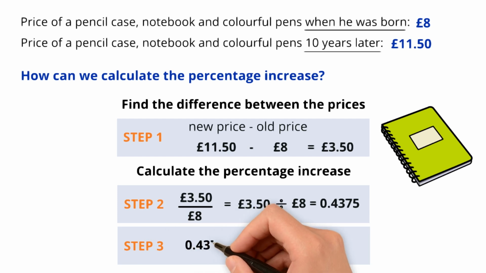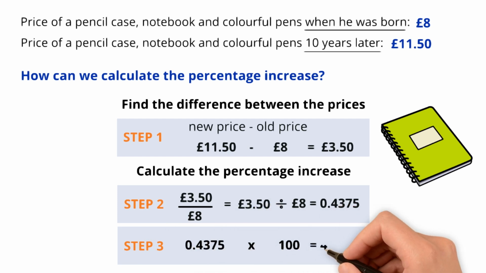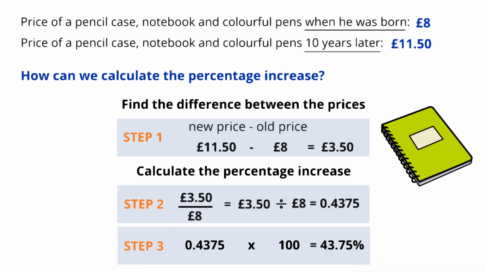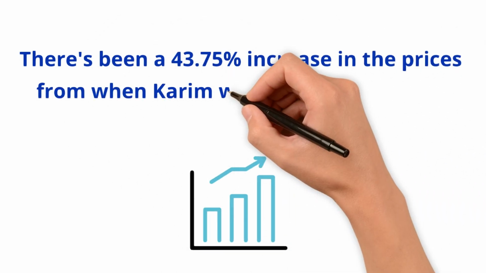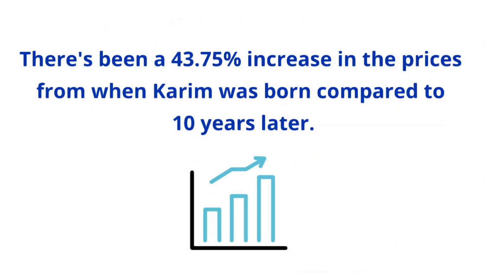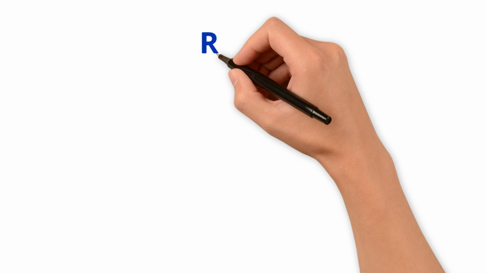So 0.4375 times 100 gives us 43.75%. Overall, we can see that there's been a 43.75% increase between the prices from when he was born compared to 10 years later.